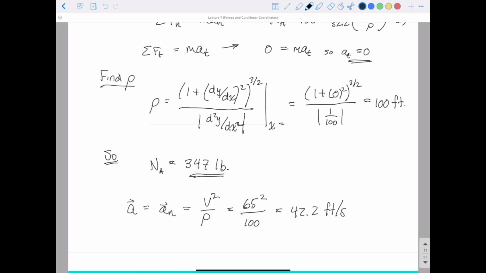Sir, could you go back to your diagram after you're done writing? Yeah.